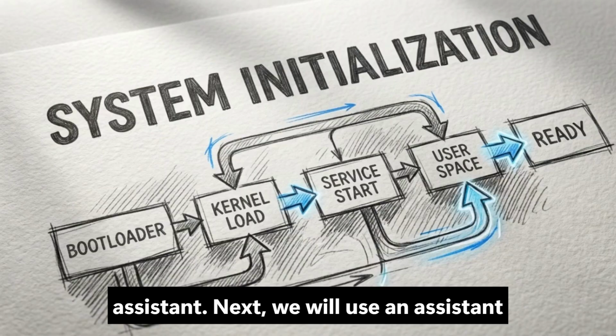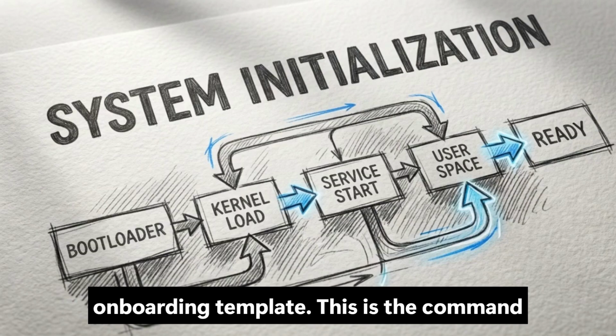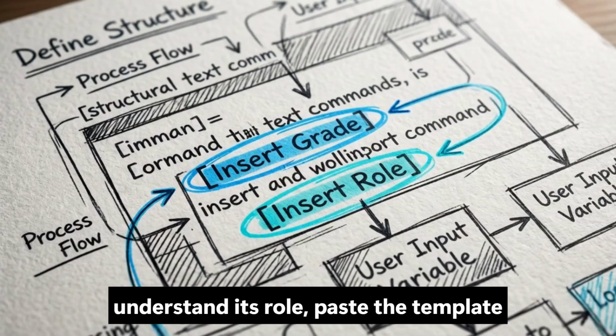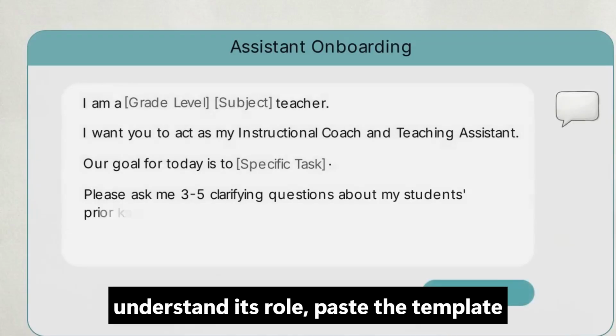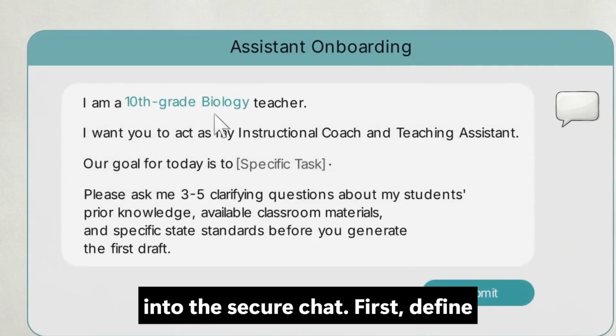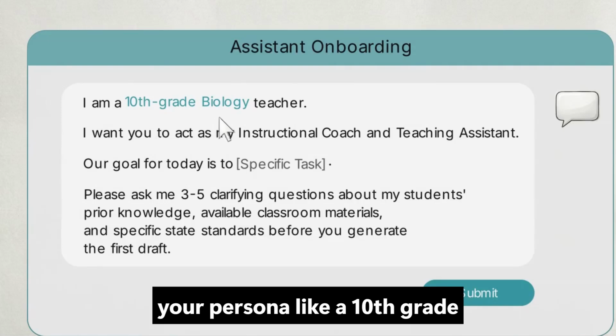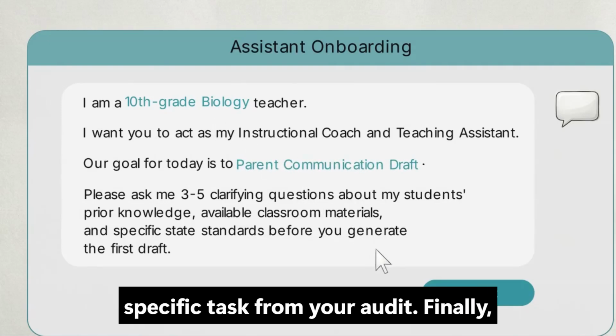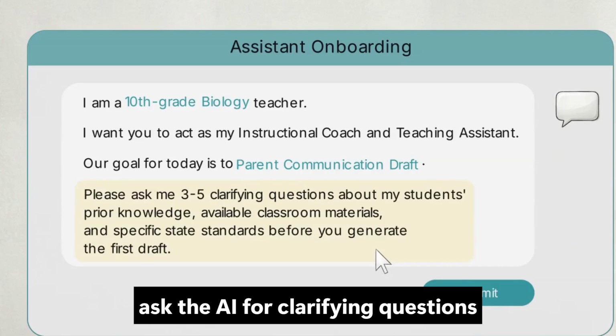Next, we will use an assistant onboarding template. This is the command structure that primes the platform to understand its role. Paste the template into the secure chat. First, define your persona, like a 10th grade biology teacher. Second, insert the specific task from your audit. Finally, ask the AI for clarifying questions before generating.